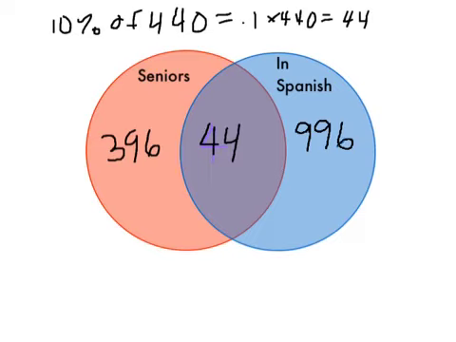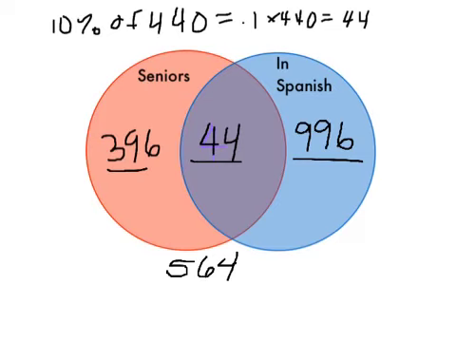Last but not least, we want to find how many people are not in both, just so we can have all the categories. So we know that every section should add up to the total 2,000 students, so we have to do 2,000, take away the sum of these three things. So let's add those up. 396 plus 44 plus 996 is 1,436. Take that away from 2,000, and you get 564. This is where we put it, on the outside.